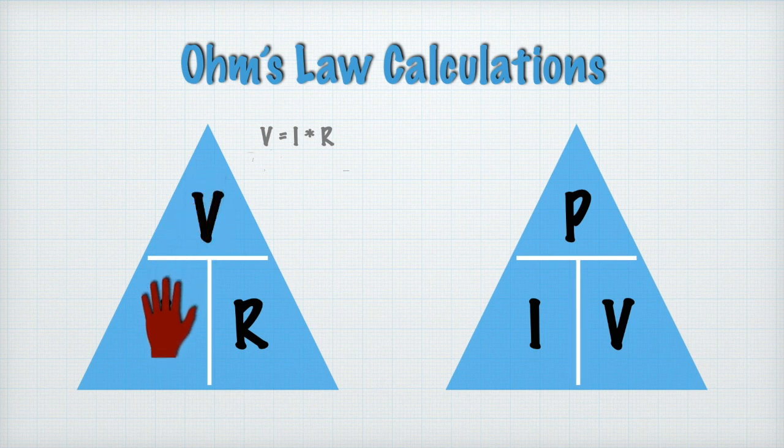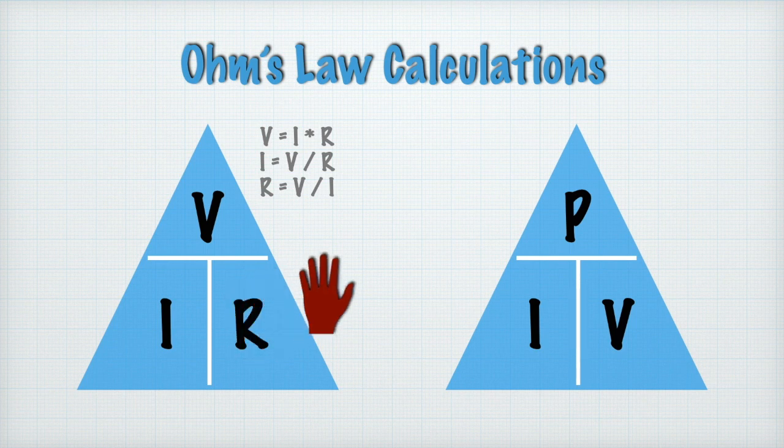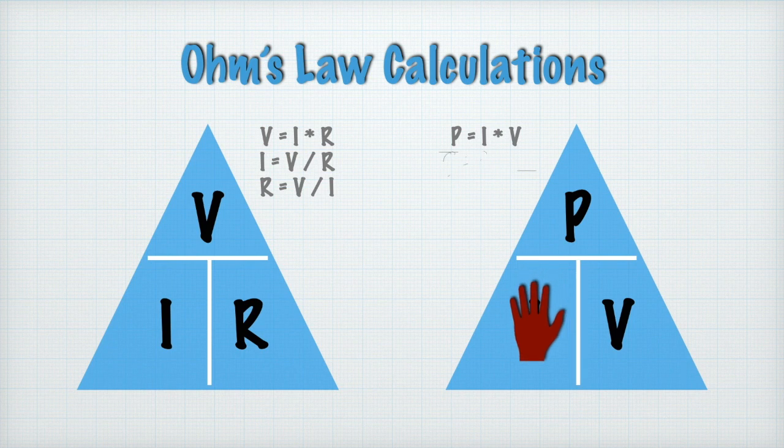And if you want to find out the current, you put your finger over the I, and you divide voltage by resistance. So that's what's left over. And if you need to find resistance, then you take the voltage and divide it by current, just like that. Same on the other side, except you've got P for power. So if you're trying to find power, current, and voltage, it's the same way.